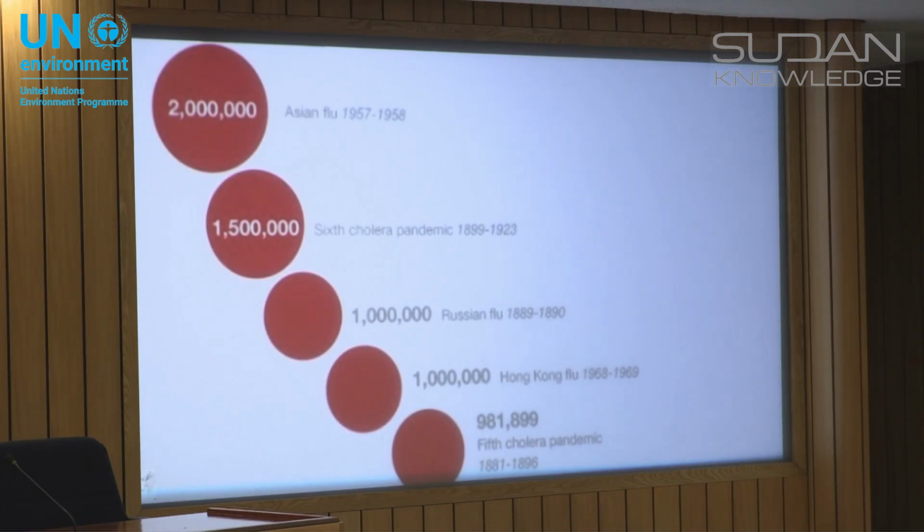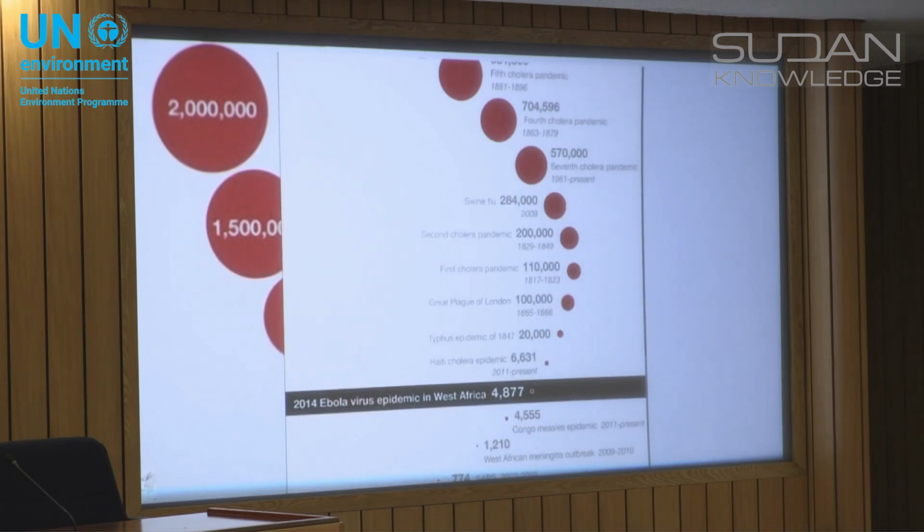In the early or mid-90s, about 2 million people died of Asian flu. And as you go down, you would never see a war in which millions of people die, except when it comes to diseases. So I'm just trying to make the point that it's extremely important.